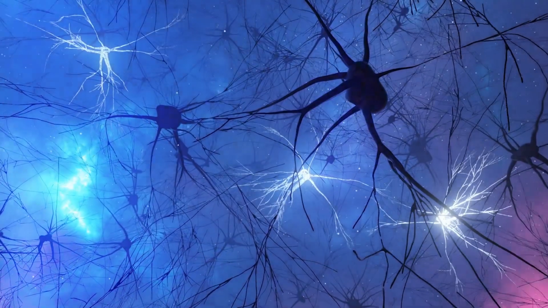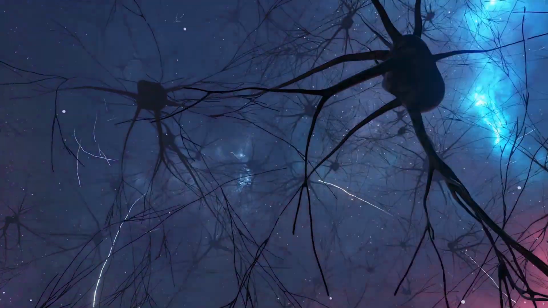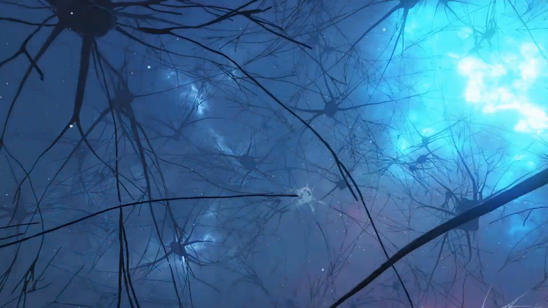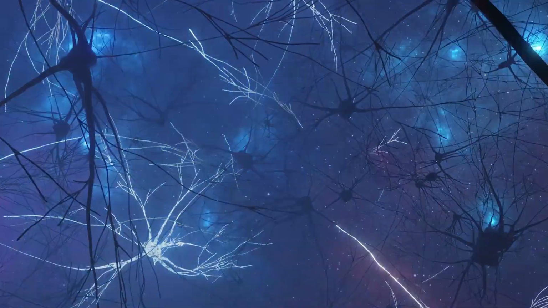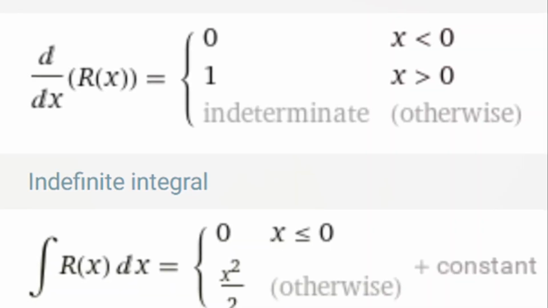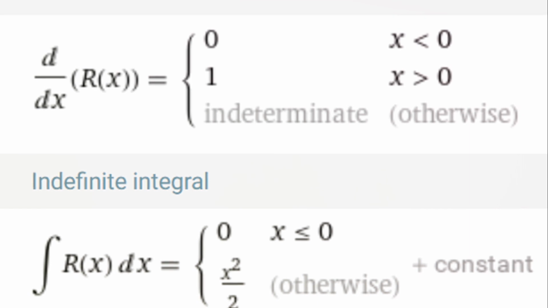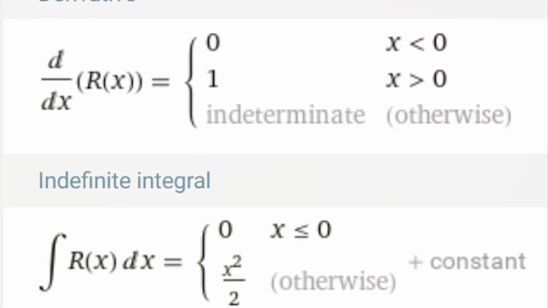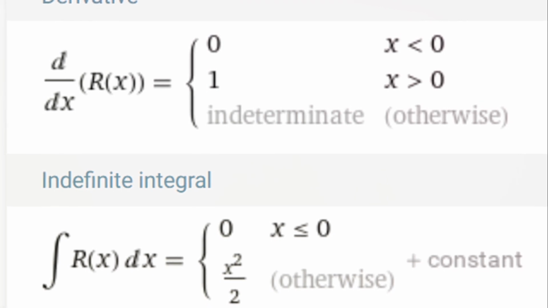ReLU is considered to be more biologically plausible compared to other activation functions. It mimics the behavior of neurons in the brain, where they either fire, activate, or do not fire based on the input stimulus. During backpropagation, the gradients of ReLU are either 0 for negative inputs or 1 for positive inputs.